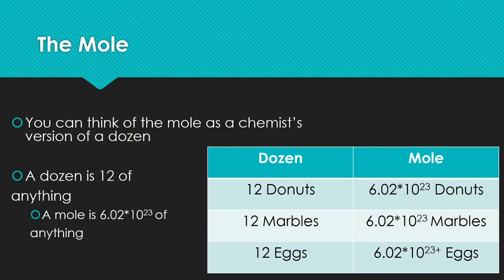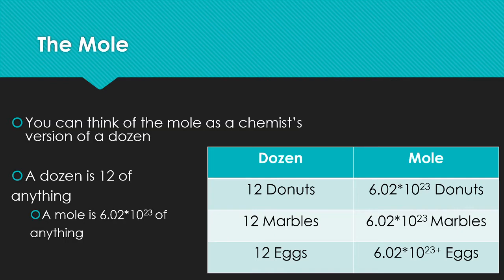So if you have a dozen donuts, you have 12 donuts. If you have a dozen marbles, you have 12 marbles. If you have a dozen eggs, you have 12 eggs. If you have a dozen elephants, you have 12 elephants. And if you had a dozen hydrogen atoms, you would have 12 hydrogen atoms. But since atoms are so small, we use a much bigger version of a dozen. We use what's called the mole.